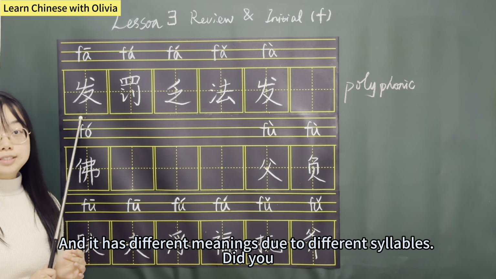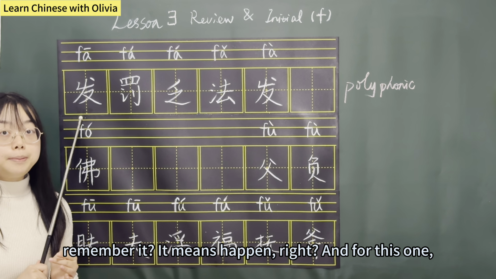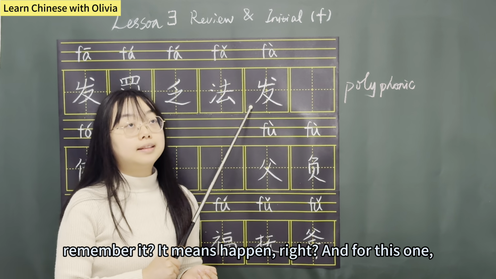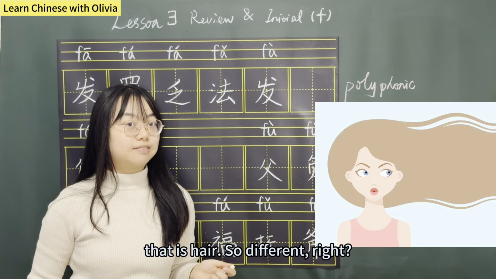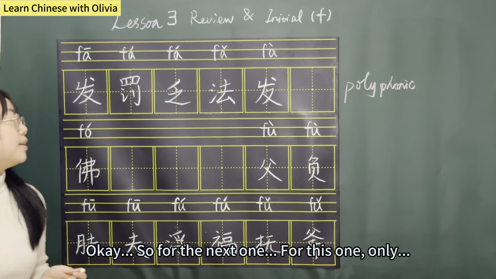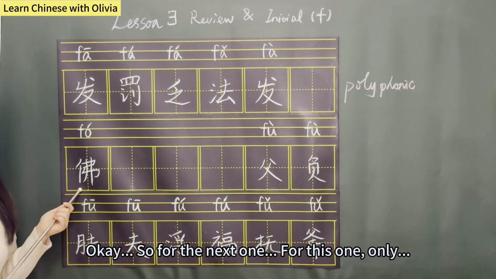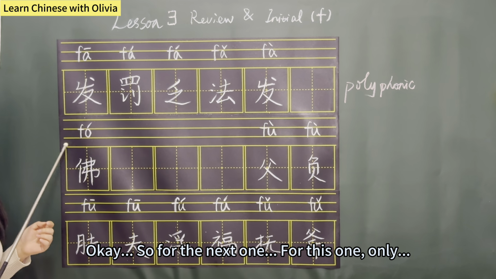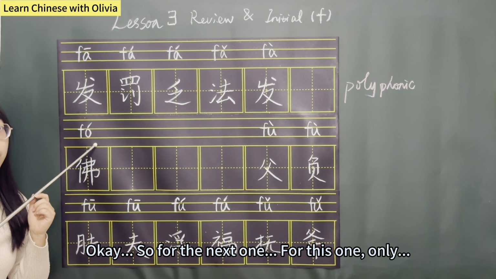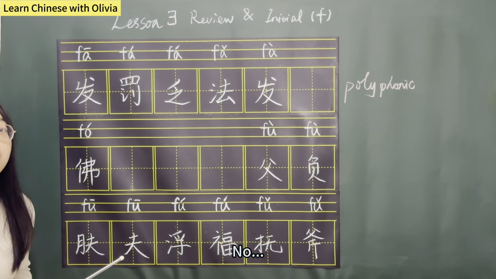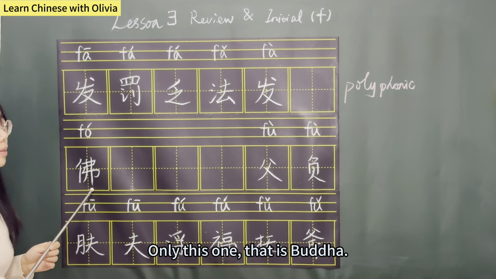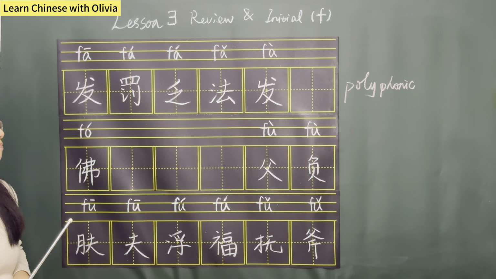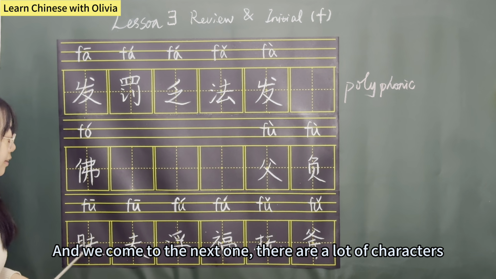This one, did you remember it? That is happen, right? And for this one, that is here. So different, right? Okay, so as for the next one, 佛. So for this one, only 佛, no 佛, 佛, right? Only this one, that is Buddha. Yeah, and we find the next one.